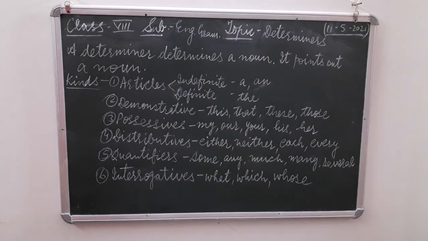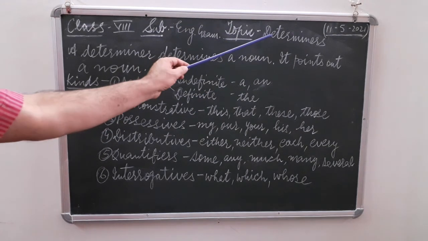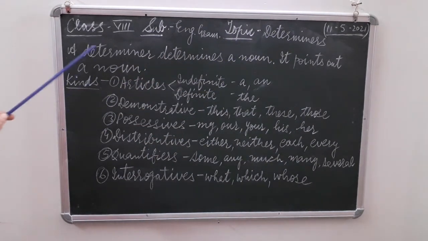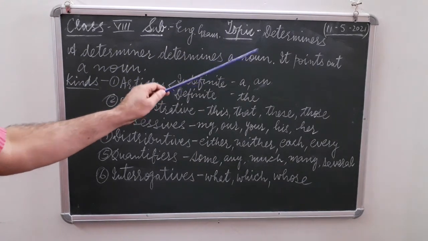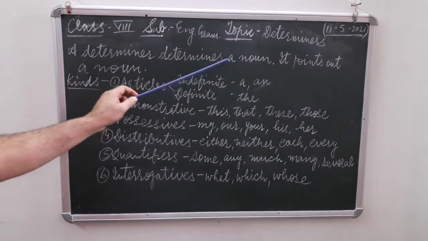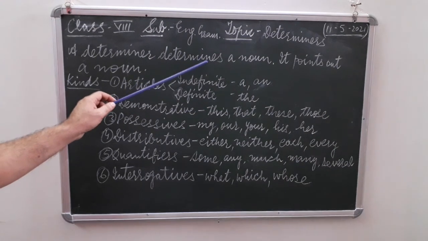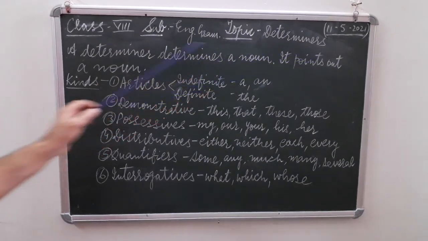Today we will read chapter 1. The topic is determiners. A determiner determines a noun. It means that it is used before a noun and it determines the value of the noun. It points out a noun.